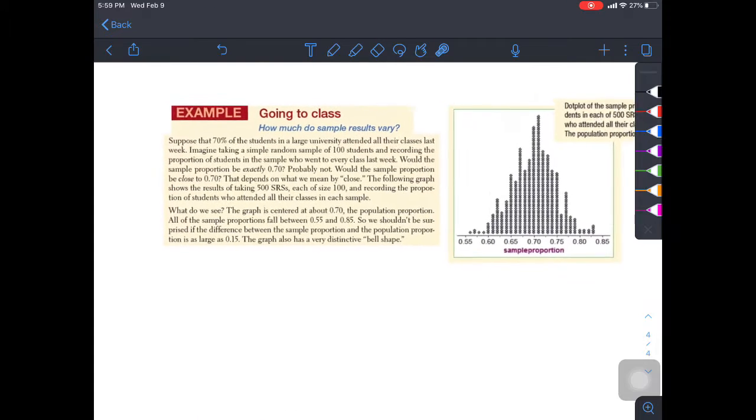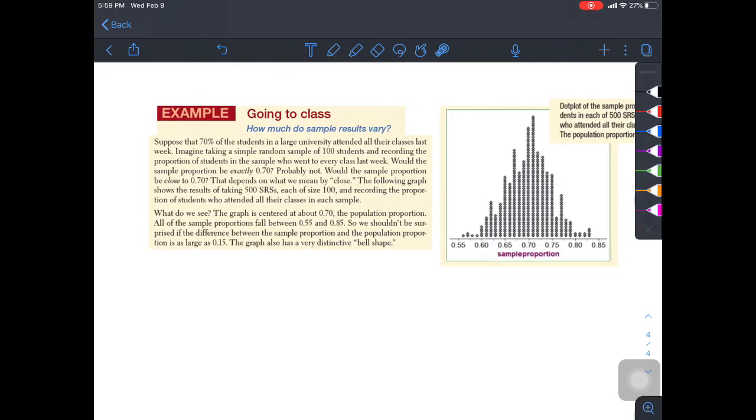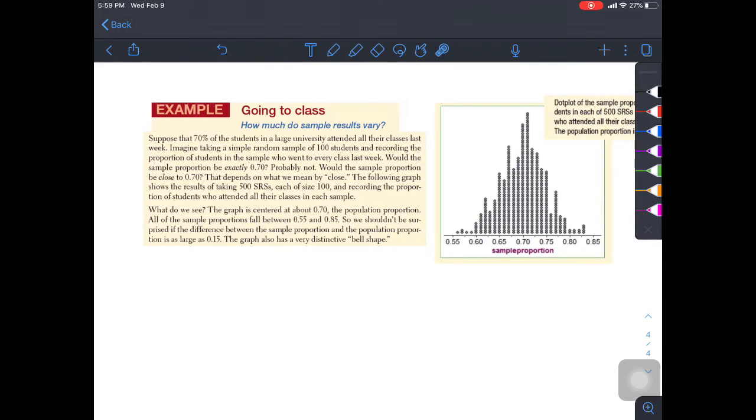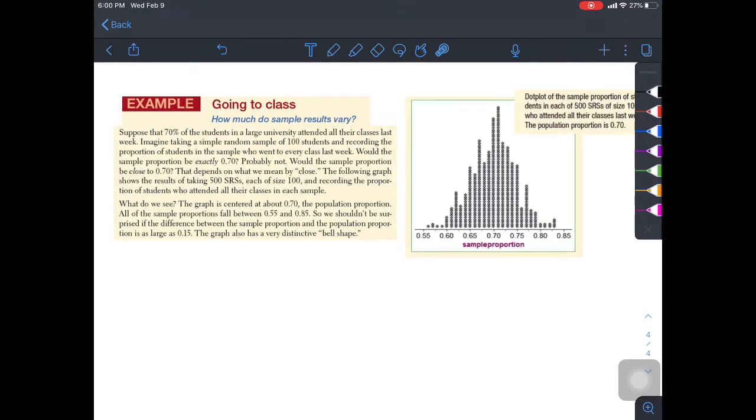Okay, so how much do samples vary? The variation is important. The less it varies, the better. So we try to get as close as possible to the number we're looking for, if there's a specific number. Okay, so let's look at this particular example and just analyze it.